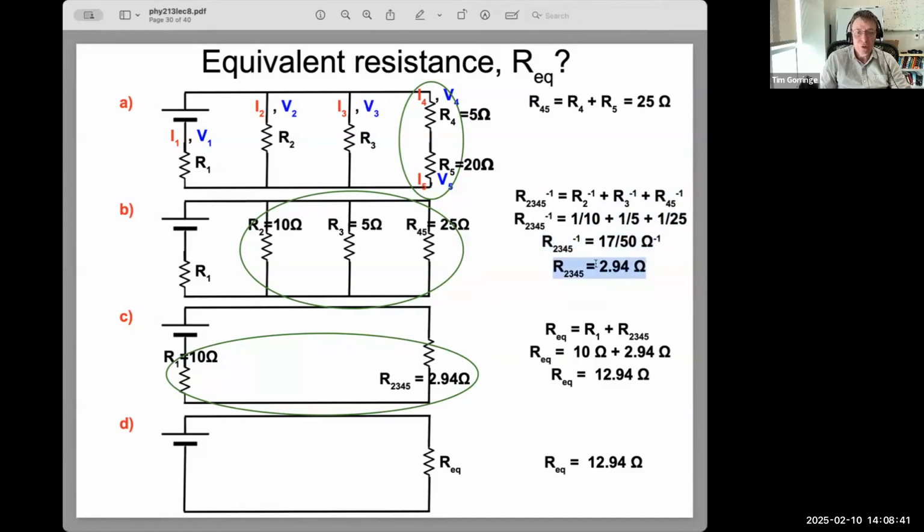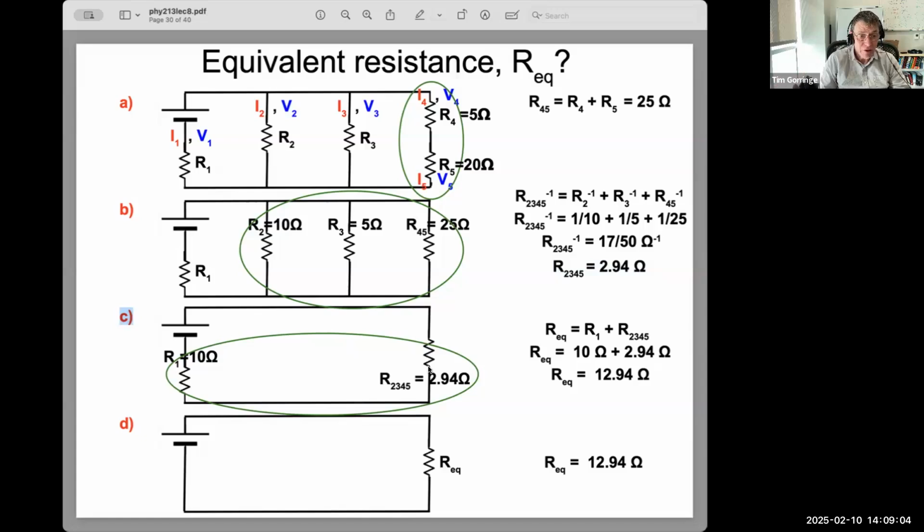We need the inverse of that because we just calculated the inverse of the equivalent resistance. The inverse of that is 2.94. We can replace these 3 parallel resistors with one 2.94 ohm resistor. It draws the same current for the same applied voltage. That's equivalent circuit C. Now we're almost there. We've just got 2 resistors left, the R1 on the left, the R2345 on the right-hand side.